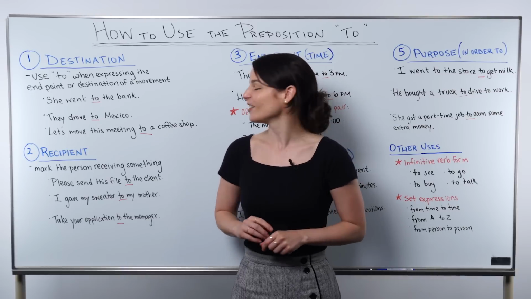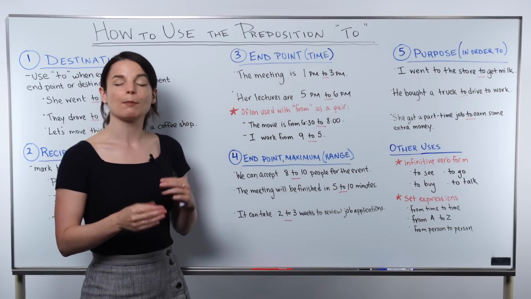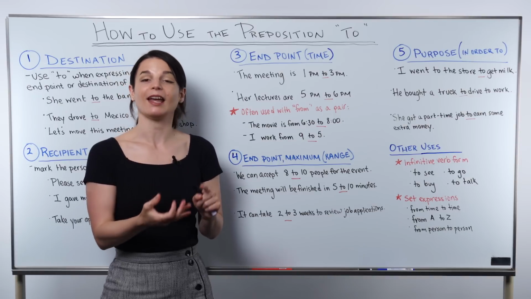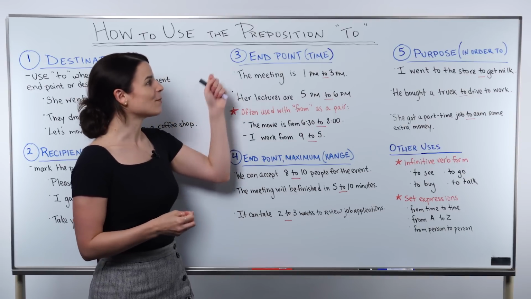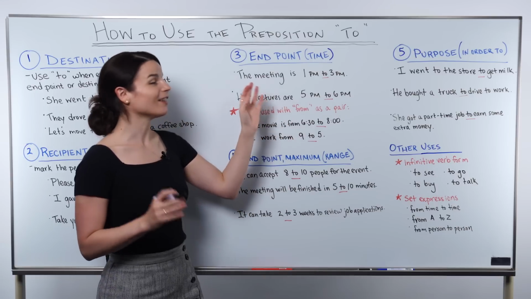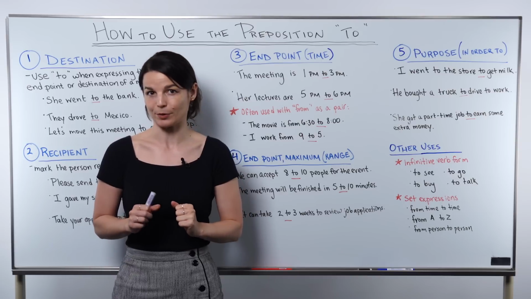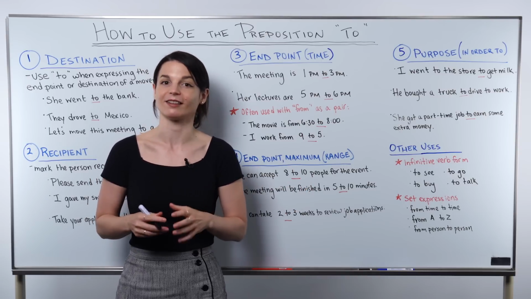Okay, let's continue on to number 3 here. So number 1 and number 2 were really about marking endpoints with people and places. Number 3 is about marking an endpoint with time. So we use this a lot when we talk about our schedules. Let's look at a couple of examples and then we'll expand on this a little bit.